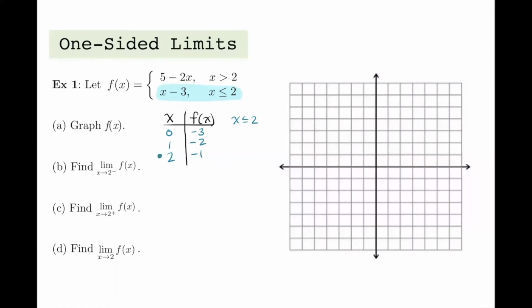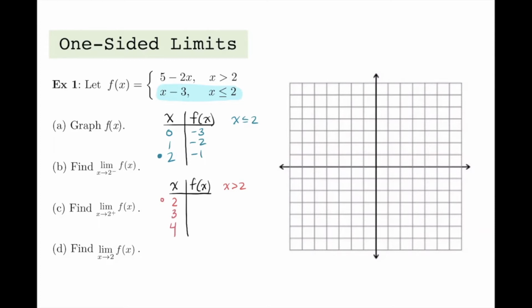Then we have to figure out what's happening with the other piece of this function. We can do the same thing and make a table, x and f of x. Here, we're going to be plugging in values that are larger than 2. We should still see what's happening around 2, so we can plug in a 2 here with the understanding that we're going to have an open circle on the graph at this point. Then we'll plug in some values that are bigger than 2, so how about 3 and 4?